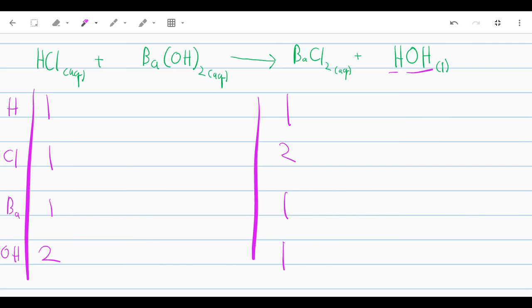Okay, we're going to balance this out the same way we usually would. I'm going to start with my chlorines. I need 2 of them in order to balance those out. Whatever I do down at the bottom, I also have to do up at the top. So now I have 2 hydrochloric acids. Anything I do to the chlorine, I also have to do to that hydrogen. So I'm going to multiply my hydrogens too. Okay, my hydrogens are unbalanced. I'm going to double up on them.